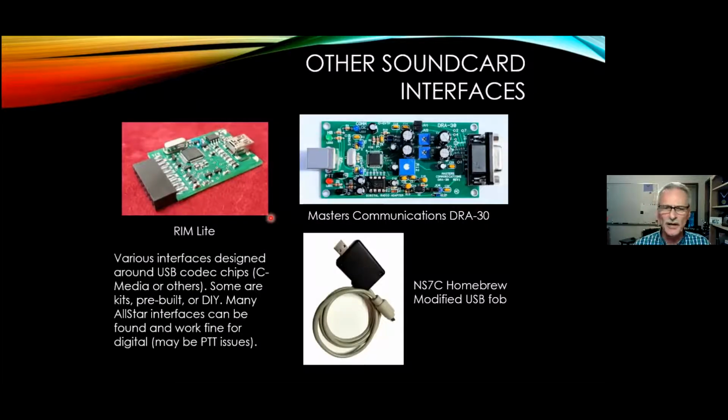Now let's talk a little bit about interfaces that you can get that are already made. A few weeks ago, Kevin was on from Masters Communications. Here's one of his boards, the DRA30, which does all of this. The rim light has been talked about in the past as well. This plugs right into the back of a transceiver. They have a couple of different models that have the appropriate connector for whatever the transceiver is, so it just plugs right into the back of the transceiver.